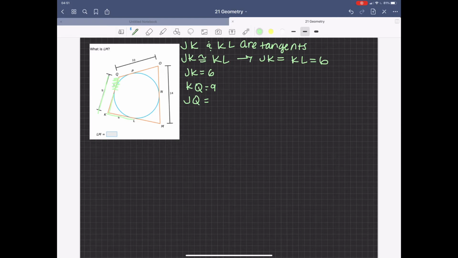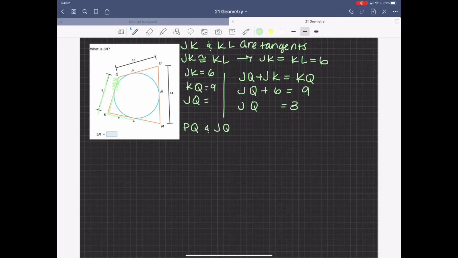So with that in mind, here's what I'm going to show you. We're going to say that JQ plus 6 equals 9. And then when I subtract 6 from both sides, JQ is going to equal 3. So remember that the tangents are also going to be congruent. So PQ and JQ are tangents. PQ is congruent to JQ, which implies that PQ is equal to JQ, which equals 3. So I know that PQ equals 3.